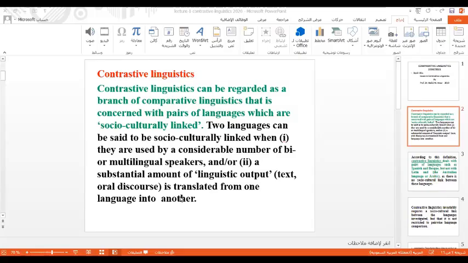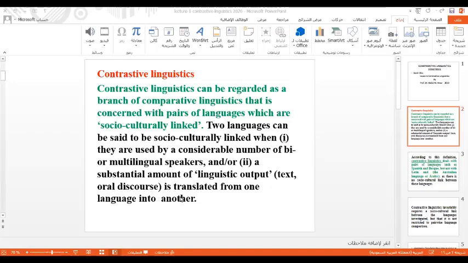Arabic is a Semitic language. So if you speak about Arabic, Hebrew, Persian, you find them from the same source, the same linguistic family. So contrastive linguistics deals with languages from the same linguistic family. We need to touch both modules, both sciences, I mean comparative and contrastive linguistics. Languages which are socio-culturally linked are from the same culture.